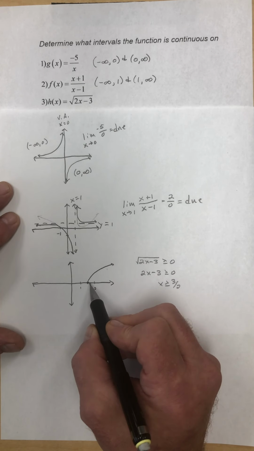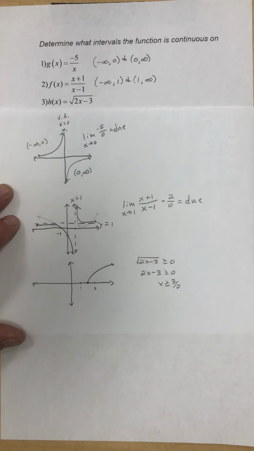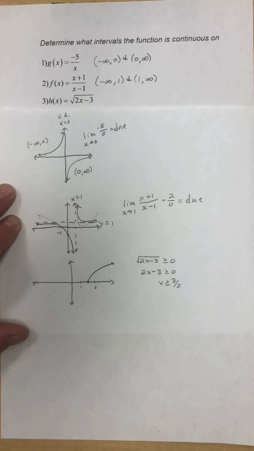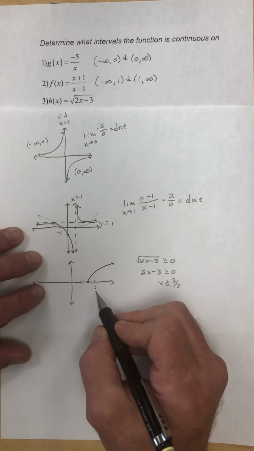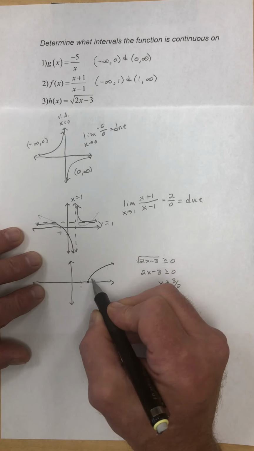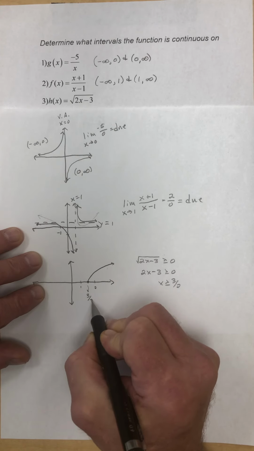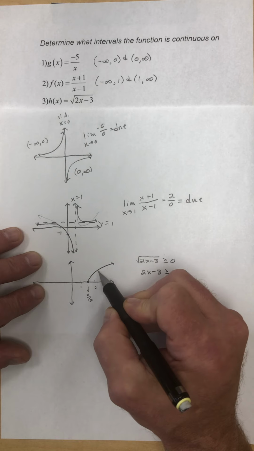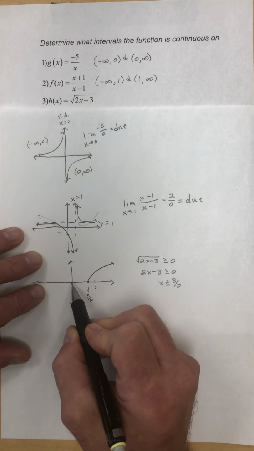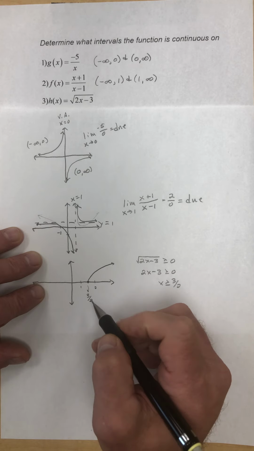And so we take a look at what's going on here. Well, it looks like it's going to be continuous everywhere here. But at 3 halves, we got a problem. The reason is that I have a right-sided limit here, but there's no left-sided limit because there's not even any graph there.